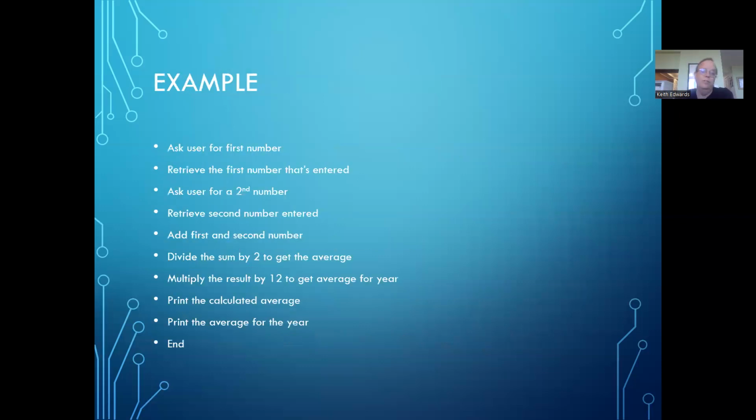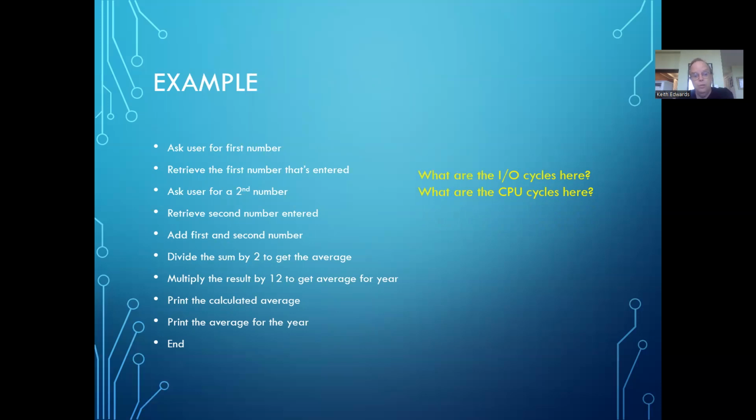So, here's an example of a simple procedural program. Ask the user for the first number, retrieve the first one that's entered, ask for a second number, retrieve the second number, add the first and second number, divide the sum by 2, and then multiply by 12 to get an average for the year. Print the calculated average and print the average for the year, and then finish up. So in looking at this, you'll be able to determine which ones are the IO cycles and which parts are the CPU cycles.